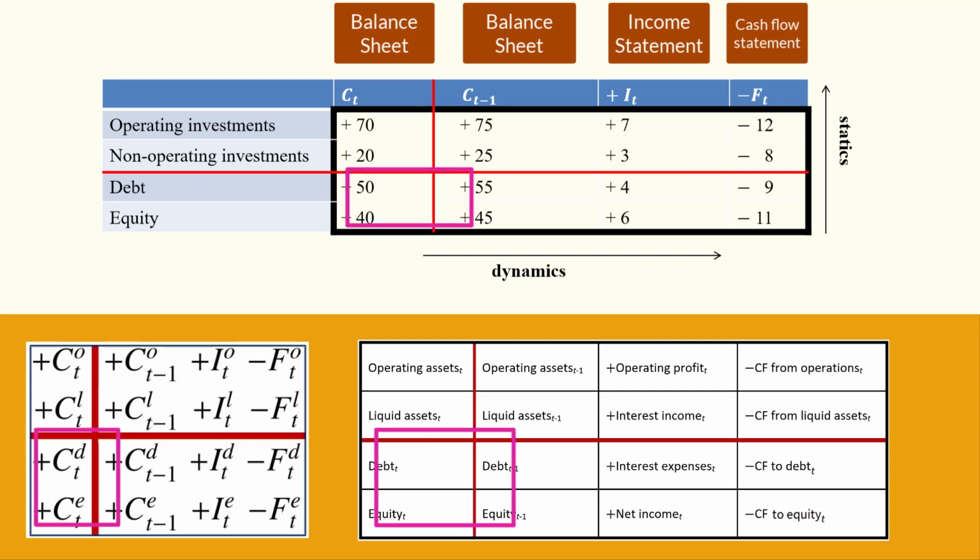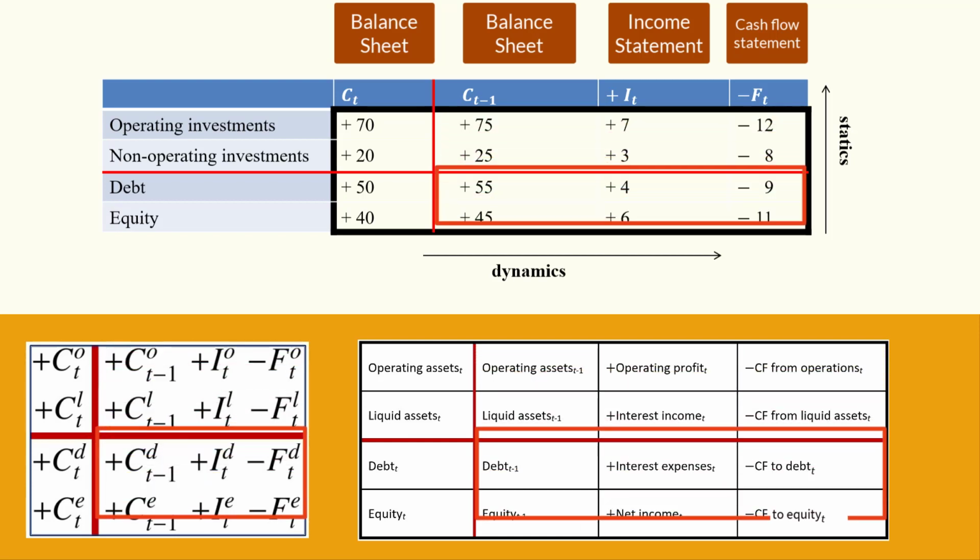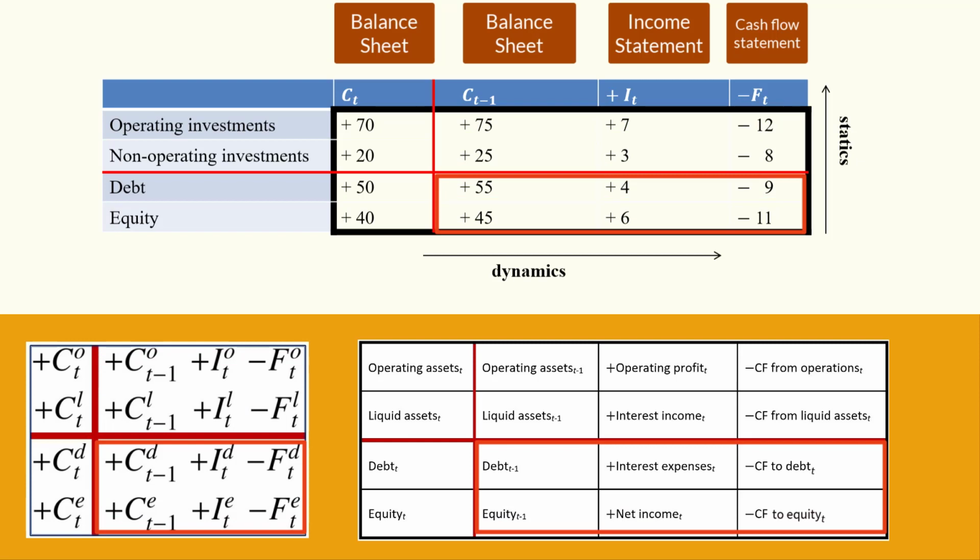The upper right partition combines the law of motion and the law of conservation from an investment perspective, showing the previous state balances on the two investment classes at time t-1, their income variations, and their cash flow variations. The lower right partition combines the law of motion and the law of conservation from a financing perspective, showing the previous state balances of the two financing classes, their income components and their cash flow components.